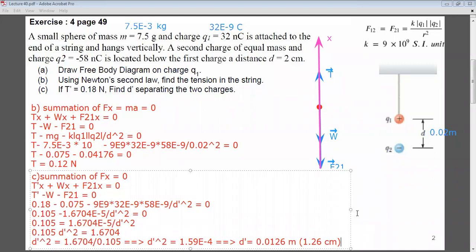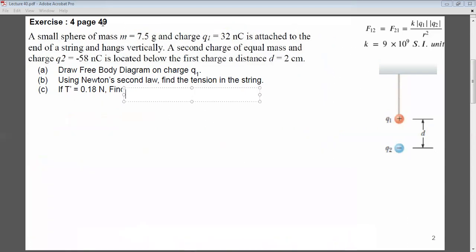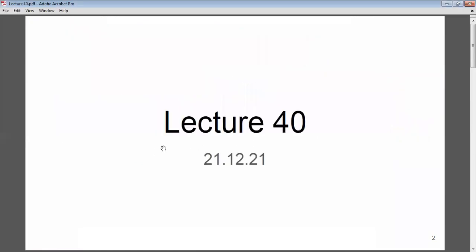Notice here that the distance is now less than 2 centimeters, and this is why T prime is higher than T, because the distance between the two charges is closer, so the force would be higher. Okay, the tension force is related to this force. So if this force is higher, then this tension is higher. Let's do another exercise.